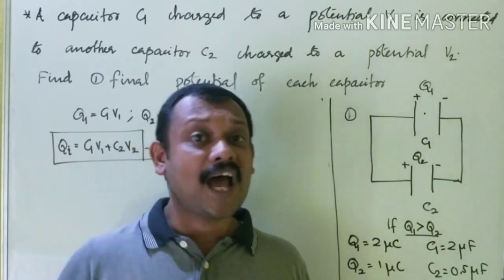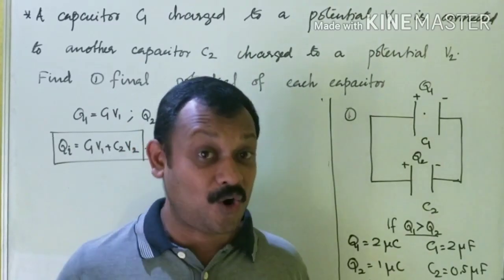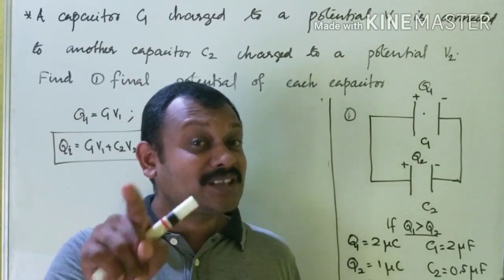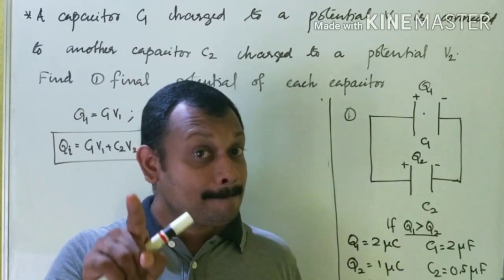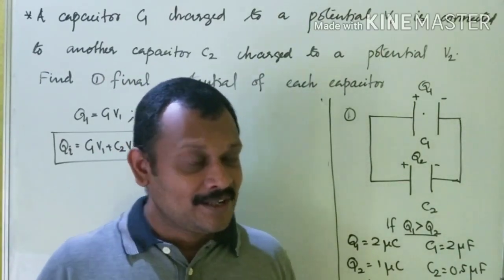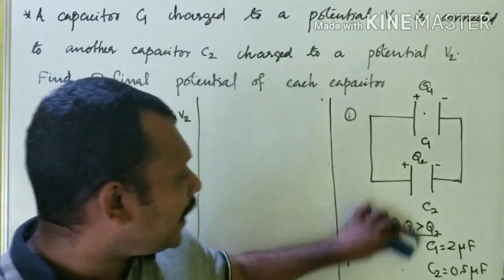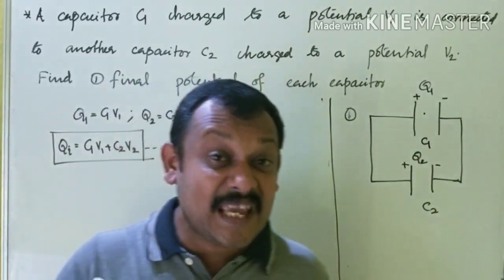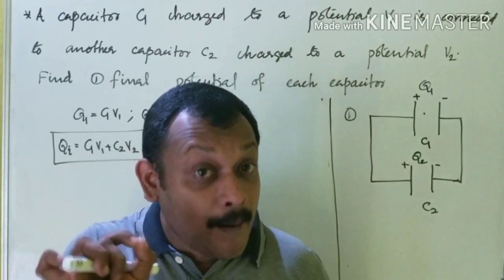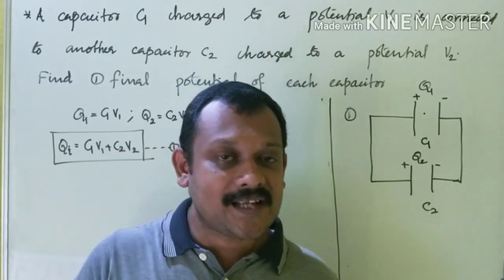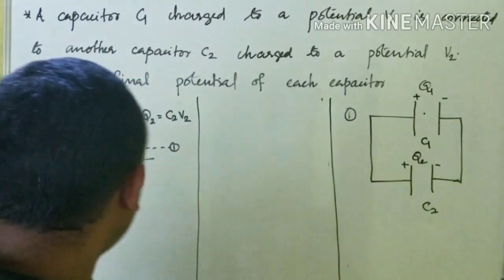And how long will the charge flow take place? The charge flow will take place until both capacitors attain the same potential. I repeat, the charge exchange between capacitors will take place until both capacitors attain the same potential. Charge flow between capacitors takes place until both attain the same potential.